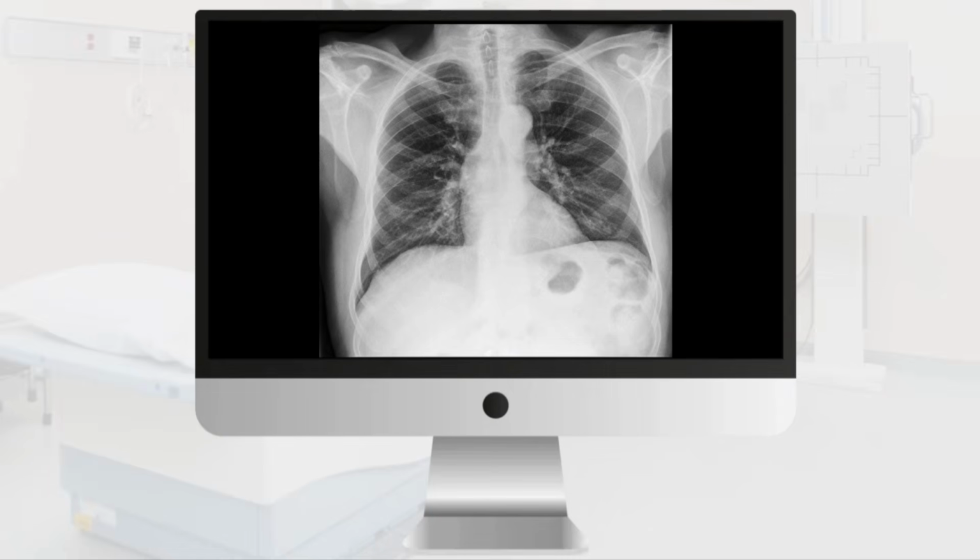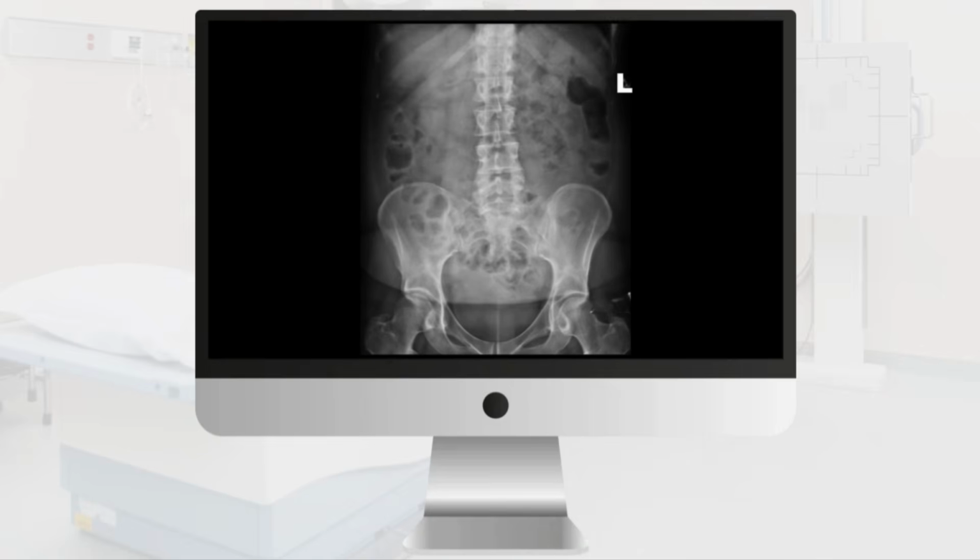Tissue density matters as well. The chest, for example, has a lot of air, so there is less tissue density and less scatter. The abdomen, on the other hand, is more dense. There is more tissue for the beam to pass through, so more scatter is produced.